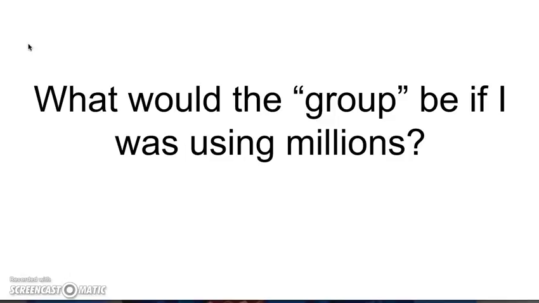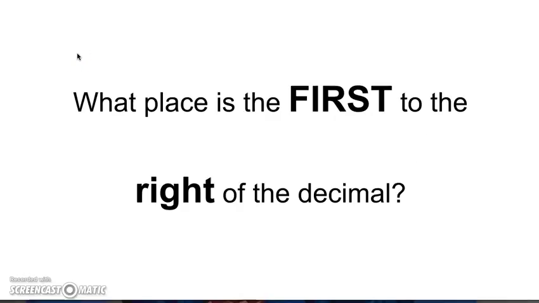After thousands is millions. What would the group be if I was using millions? Remember, there's 3 places that you're going to have to identify. It's time to talk about the right side of the decimal place. So what place is the first to the right of the decimal? Yes, it was a trick question. It's the tenths place.